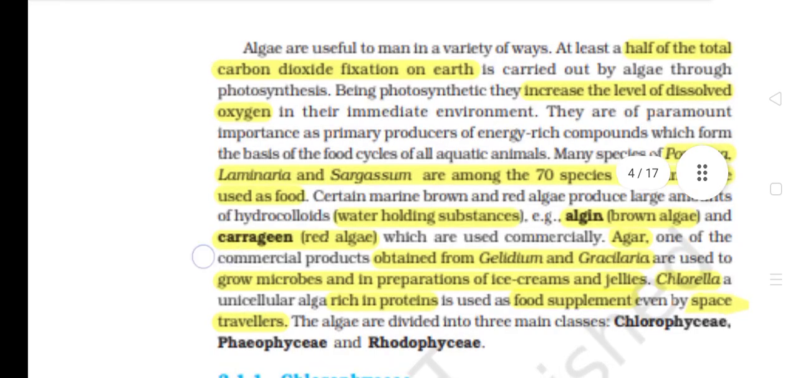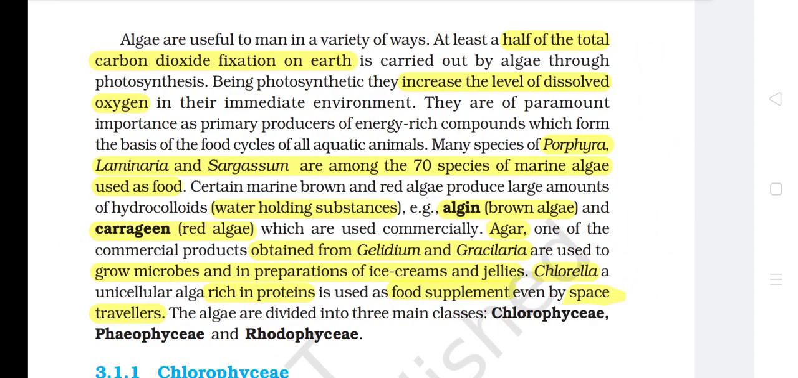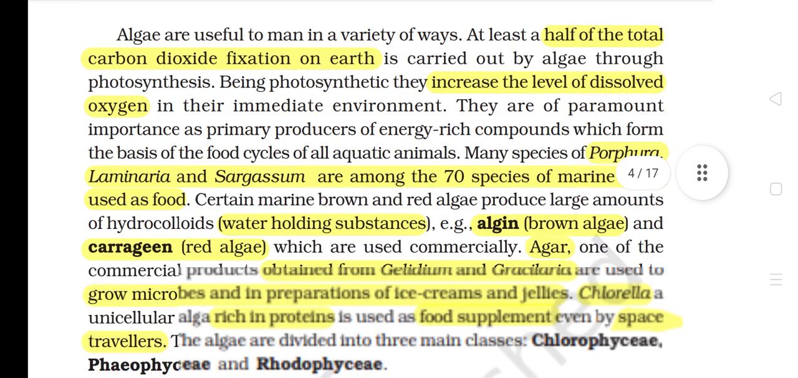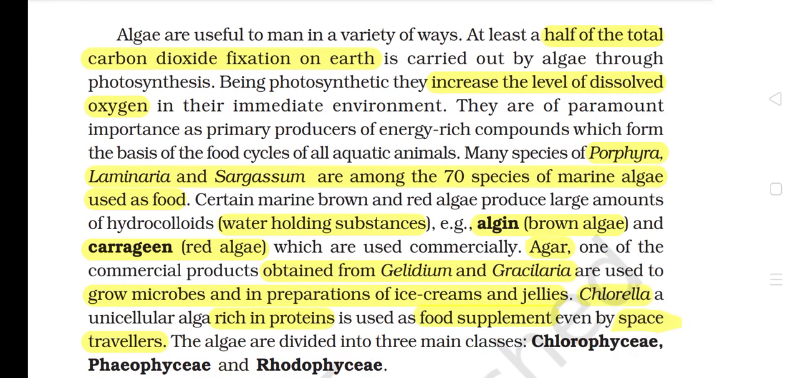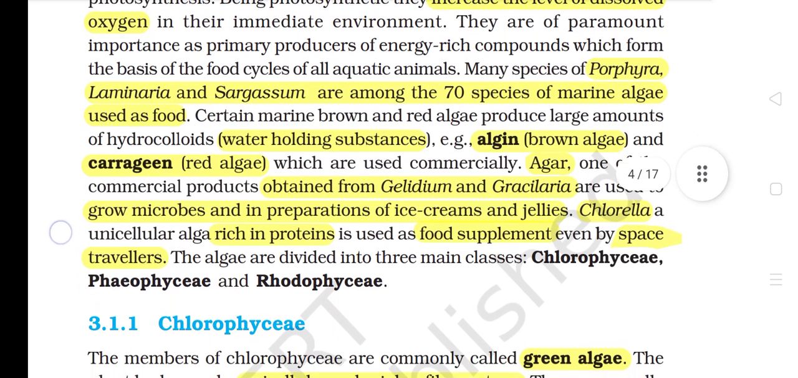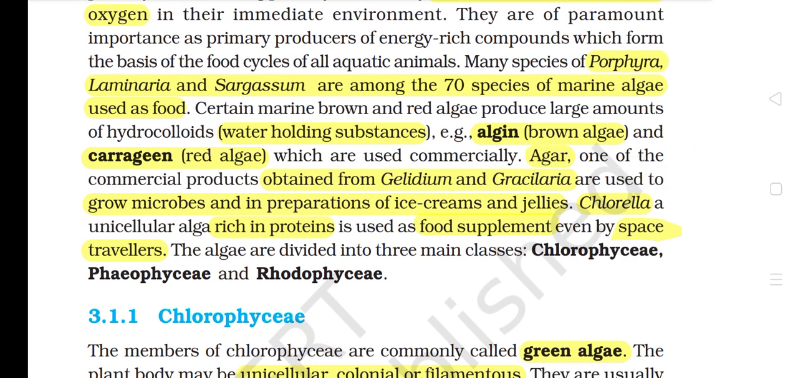Algae are useful to man in a variety of ways. At least half of the total carbon dioxide fixation on Earth is carried out by algae through photosynthesis. Being photosynthetic, they increase the level of dissolved oxygen in their immediate environment. They are of paramount importance as primary producers of energy-rich compounds which form the basis of the food cycles of all aquatic animals. Many species of Porphyra, Laminaria, and Sargassum are among the 70 species of marine algae used as food. Certain marine brown and red algae produce large amounts of hydrocolloids, water-holding substances, for example algin from brown algae and carrageen from red algae, which are used commercially.